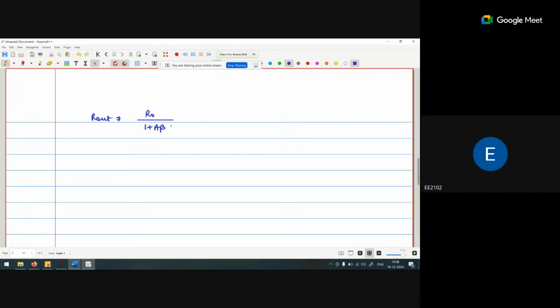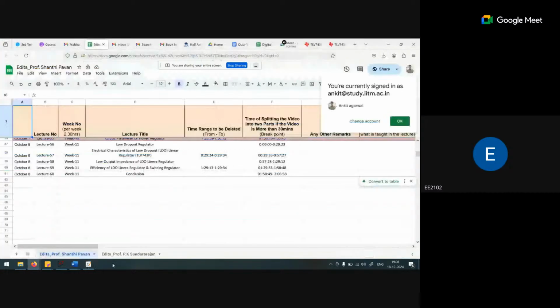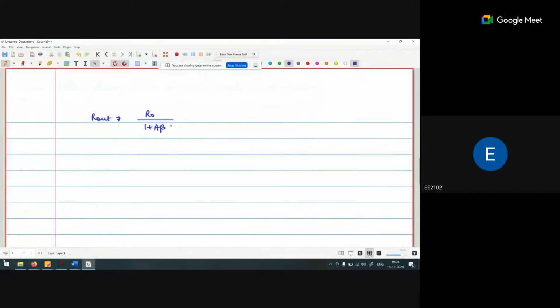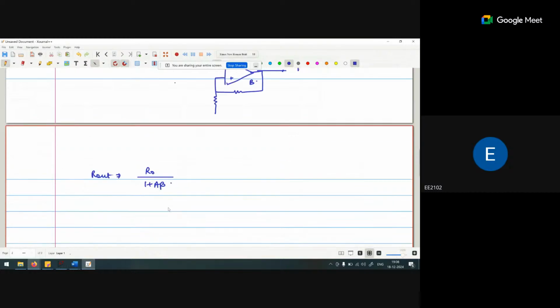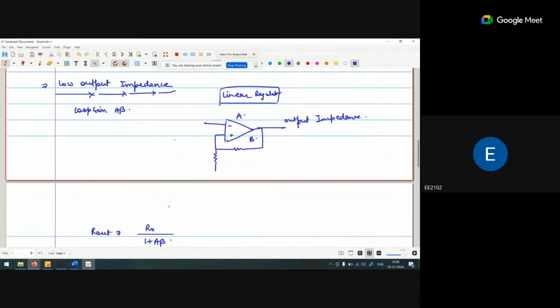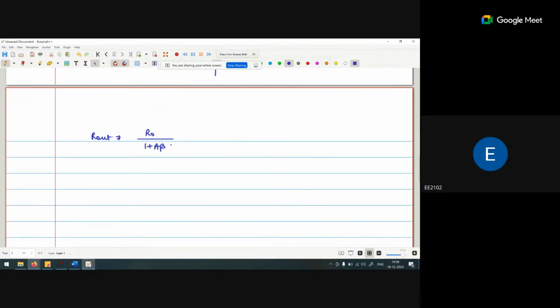Okay, and what is the gain beta? If I say this is R1, this is R2, then the value of beta is the voltage drop across this one, R1 upon R1 plus R2. So R out is RO upon 1 plus A beta.